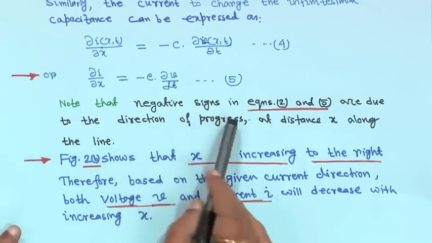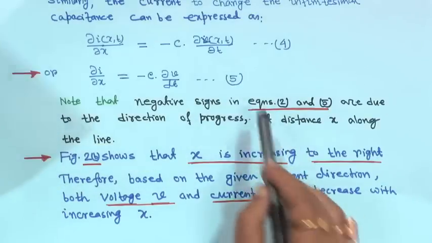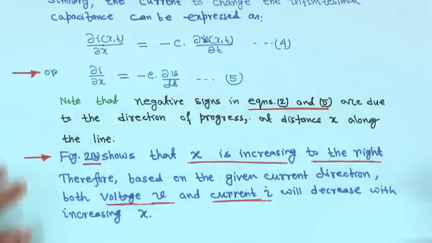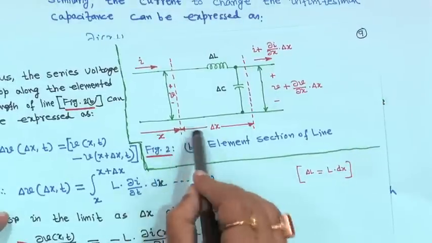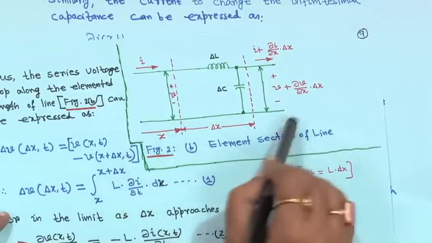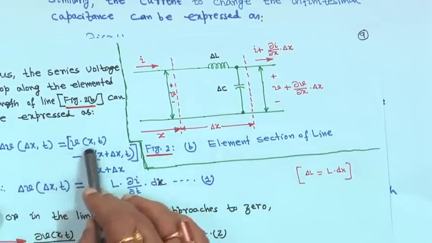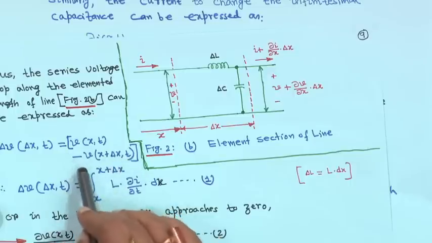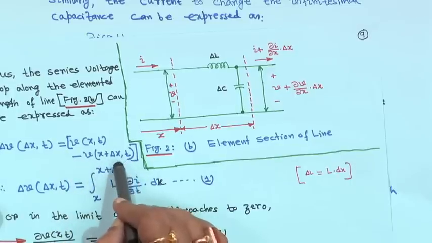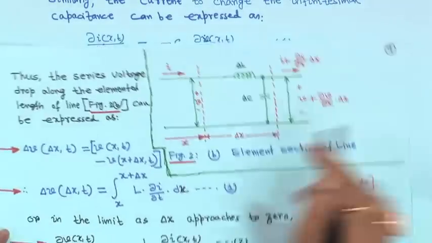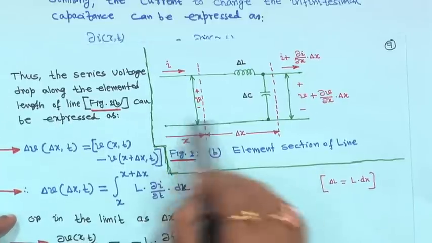Now, note that the negative signs in equation 3 and equation 5 are due to the direction of progress at distance x along the line. As it is moving from left to right, x is increasing. If you take minus common, it will be v(x+Δx,t) minus v(x,t), and automatically it will come to this. So, x is increasing from left to right.